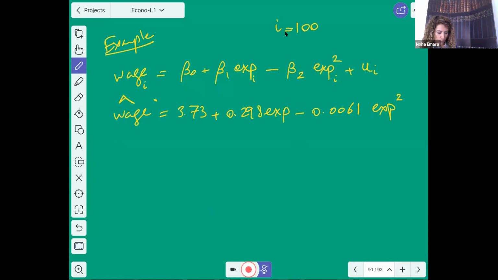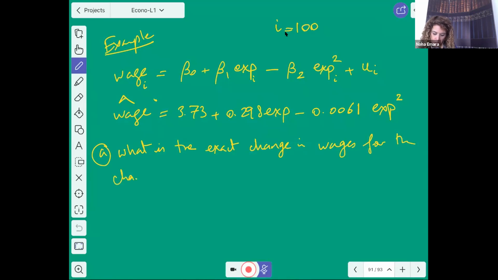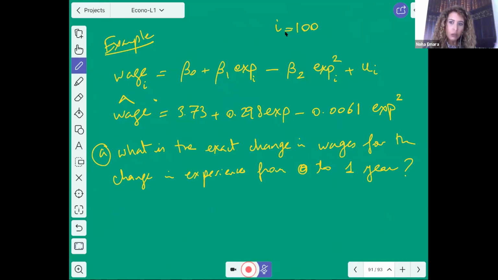I'm asking you to compute what is the exact change in wages for the change in experience from 0 experience to 1 year of experience. What's the effect on your wages if you move from 0 experience to 1 year of experience?